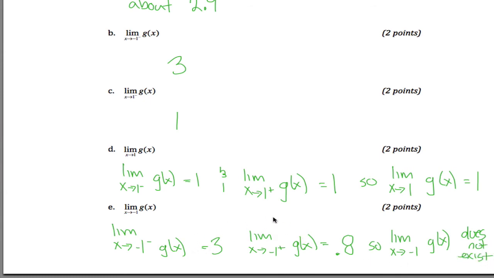So there you go. When you get different limits coming from the different directions, that tells you that the limit does not exist. So that's the answer here to part E, and that is the end of this quiz.